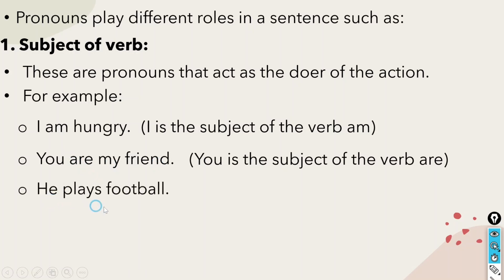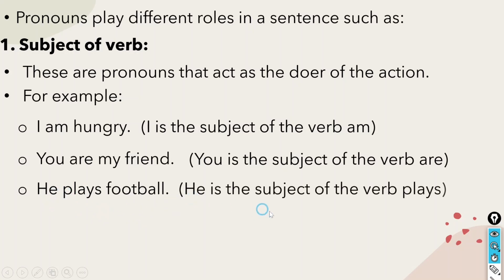Then, "He plays football." Here he is the subject of the verb plays. Plays is the verb, so the doer of plays is he. So he becomes the subject of the verb because it is the doer of the action play. In this case, he is a pronoun that is playing the role of the one actually doing the action.